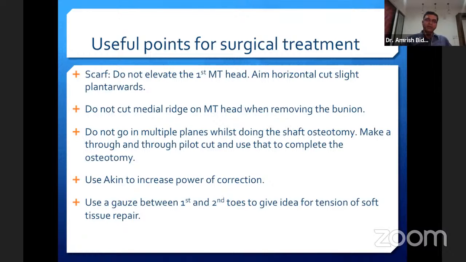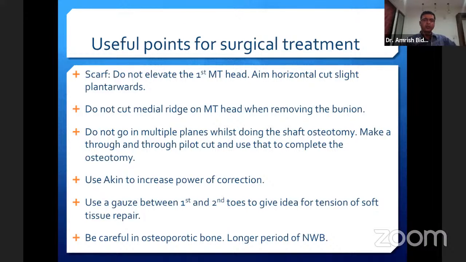With all of these, you have to do a soft tissue repair, where you plicate the capsule together. The trick is to put a gauze between the toes, which gives you a good idea of how much tension to give. If you make it too tight, it will sometimes lead to stiffness, and sometimes it can cause hallux varus. If you leave it loose, the deformity can recur as well. So you have to have the right tension, and that gauze between the first and second toes will give you a good idea of how much tension to put.